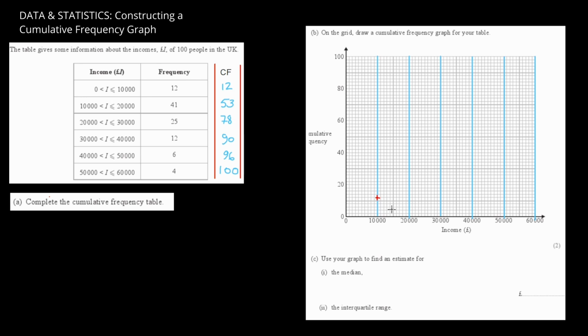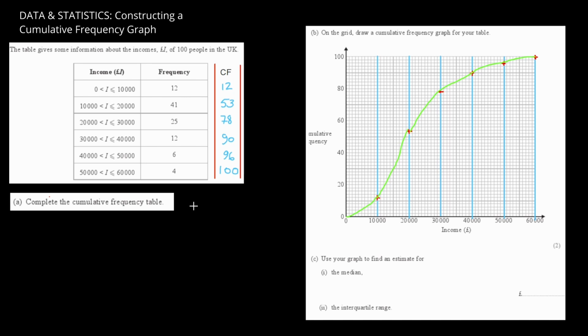20,000 at 53. So 50 is here, and 1, 2, 3 is there. And here are the rest of the plot points. I can draw a line through those points, something like that. And that's the answer to Part B.